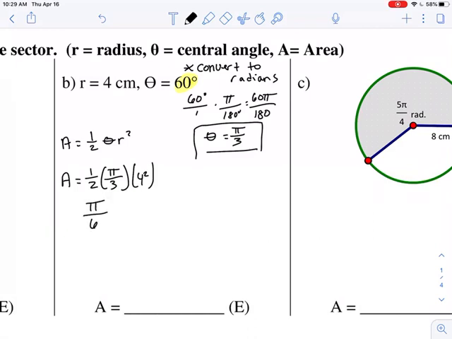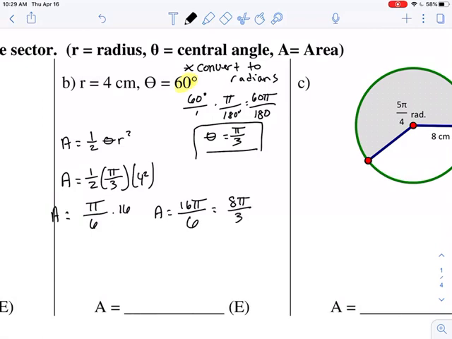2 times 3 is going to give me 6. Times 4 squared is 16. All right. It's going to end up with area equals 16 pi over 6. And I can do that same thing with my calculator, right? 16 divided by 6, math button, enter, enter. And that's going to give me a fraction of 8 pi over 3.